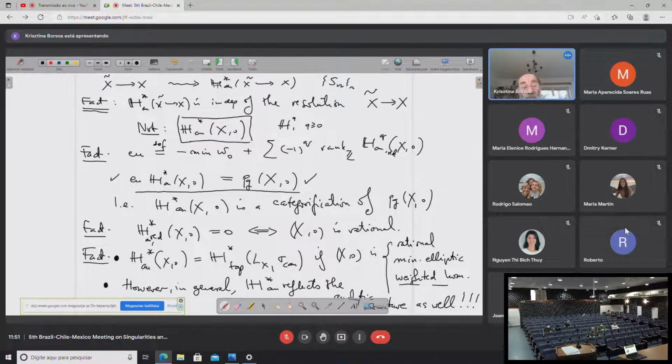What I would like to emphasize are some properties: how it behaves when I change the analytic type, and also how it changes in deformation theory.